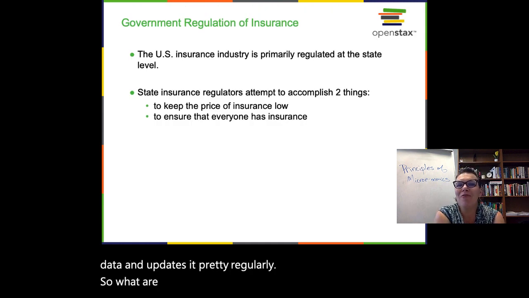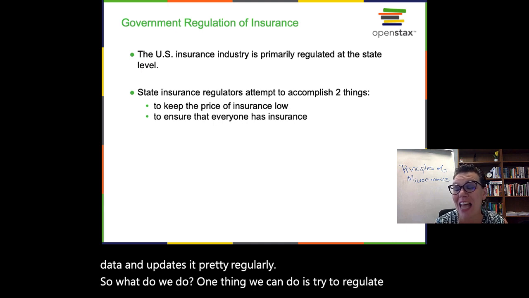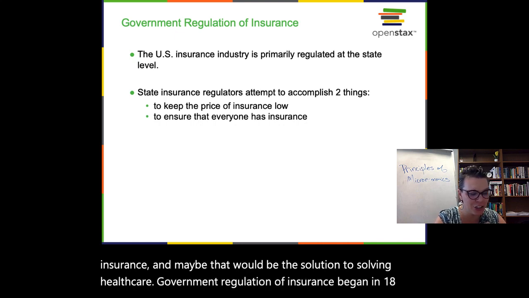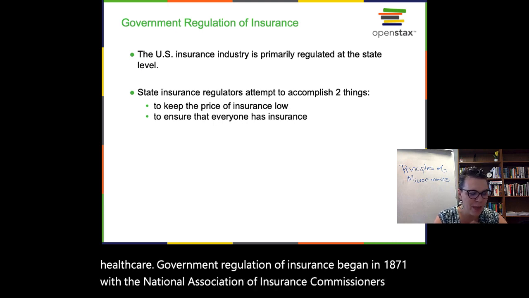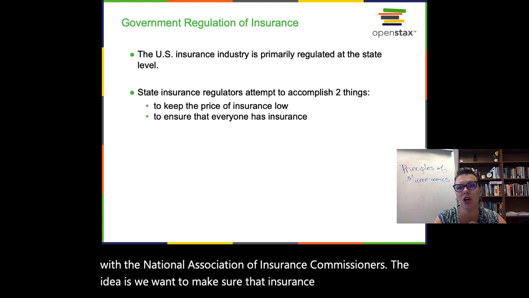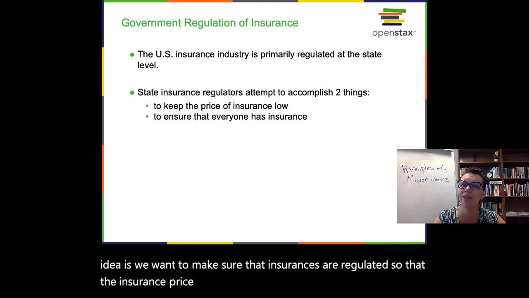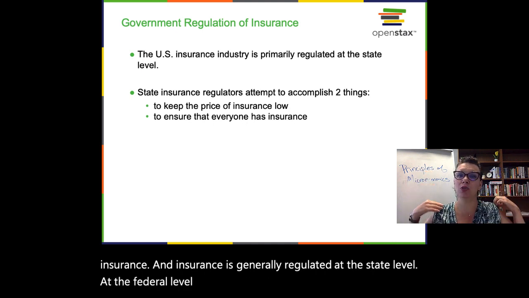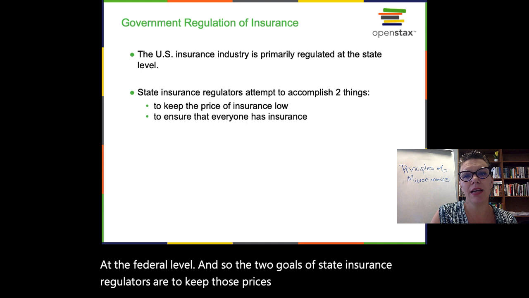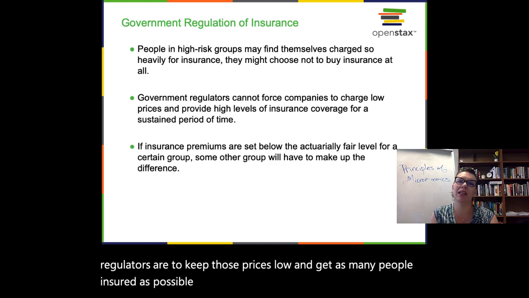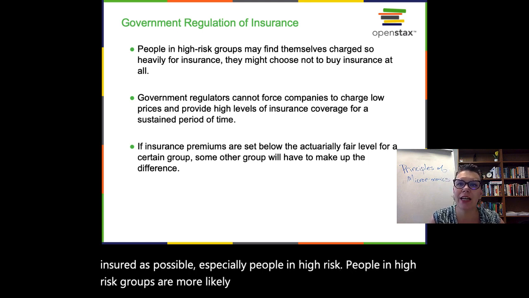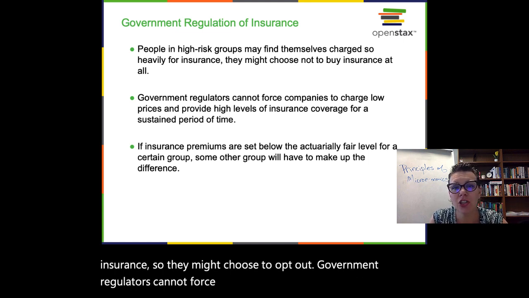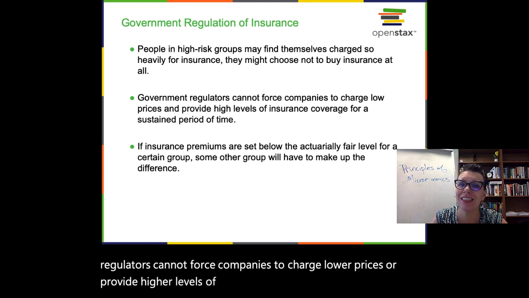So what do we do? One thing we can do is try to regulate insurance, and maybe that would be the solution to solving healthcare. Government regulation of insurance began in 1871 with the National Association of Insurance Commissioners. The idea is we want to make sure that insurance is regulated so that insurance prices are low and that everyone has access to insurance. Insurance is generally regulated at the state level, not the federal level. The two goals of state insurance regulators are to keep those prices low and get as many people insured as possible, especially people in high risk groups. People in high risk groups are more likely to be charged higher prices for insurance, so they might choose to opt out. Government regulators cannot force companies to charge lower prices or provide higher levels of coverage for a sustainable amount of time.